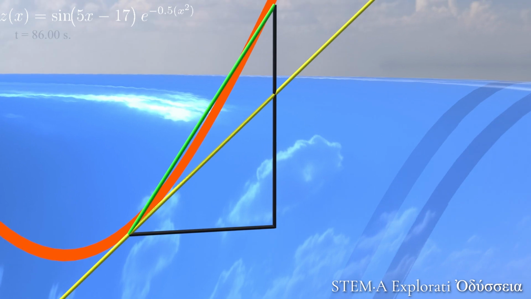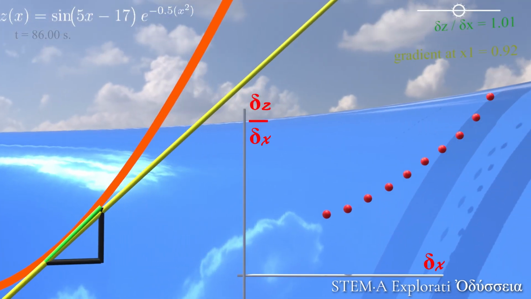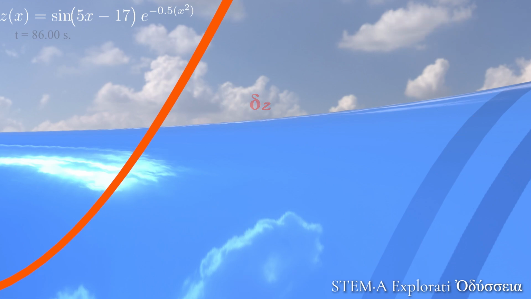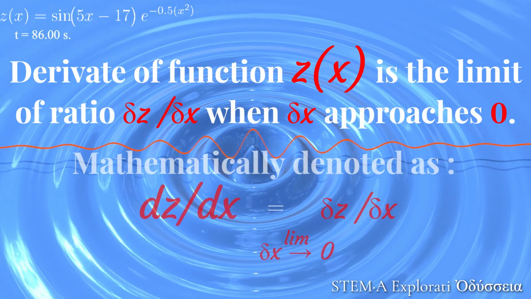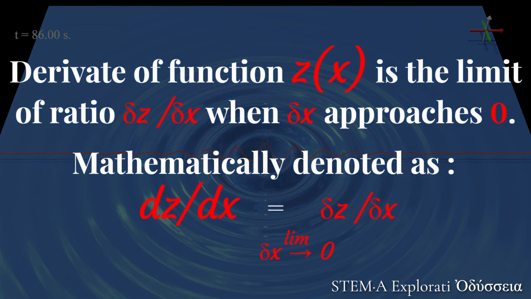Keep an eye on the slope of the green line. On the plot, you'll notice that the ratio of delta z over delta x is closing in on a specific value. And that limit, the value this ratio approaches as delta x shrinks toward 0, is what we define as the derivative of the function at x. In mathematical terms, this ratio is called the derivative of the function at x. Geometrically, it represents the slope of the curve at that point.